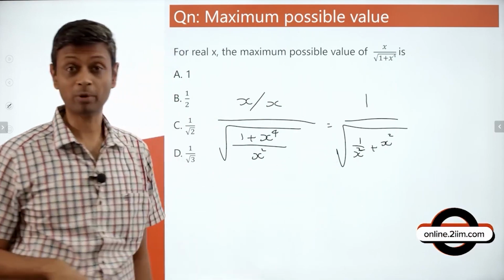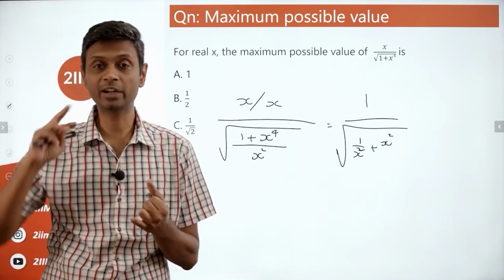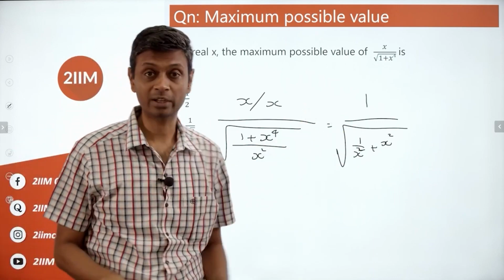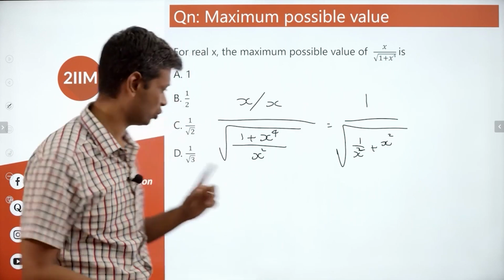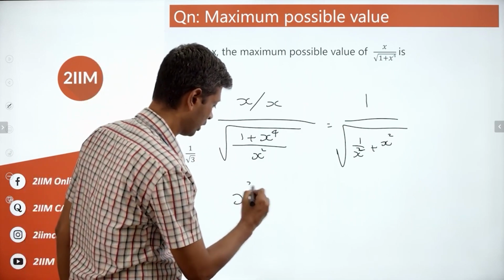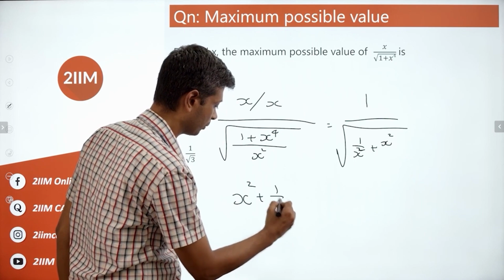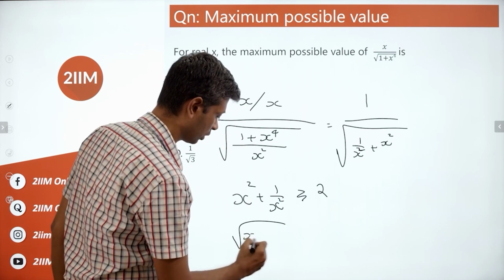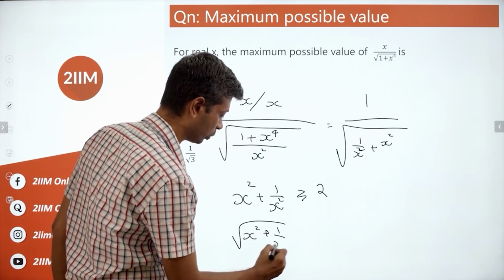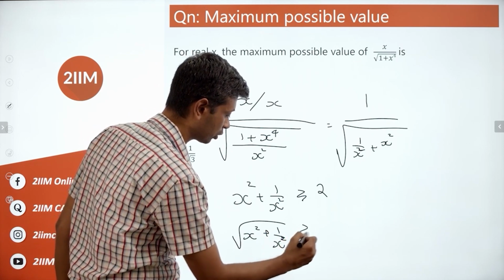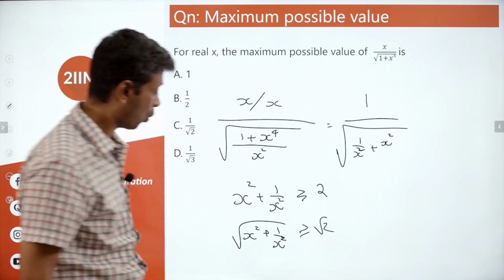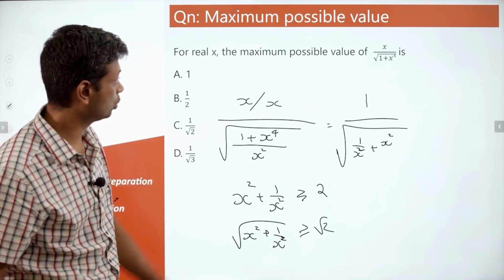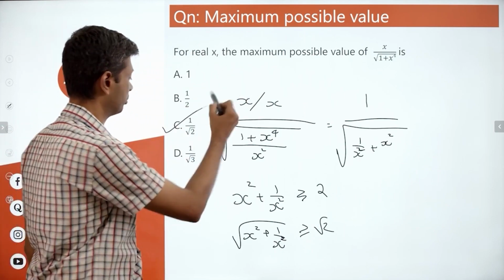We've already seen this in a couple of questions. X plus 1 by x is either greater than or equal to 2 or less than or equal to minus 2. 1 by x square plus x square is always greater than or equal to 2. Fine. So I'm going to start with this. X square plus 1 by x square is greater than or equal to 2. Or square root of x square plus 1 by x square is greater than or equal to root 2. 1 by square root of x square plus 1 by x square is less than or equal to 1 by root 2, or the maximum possible value 1 by root 2.